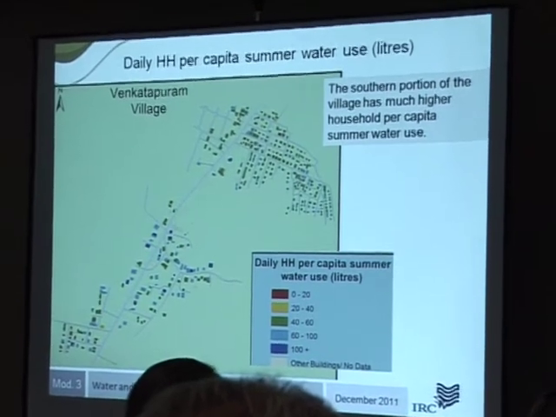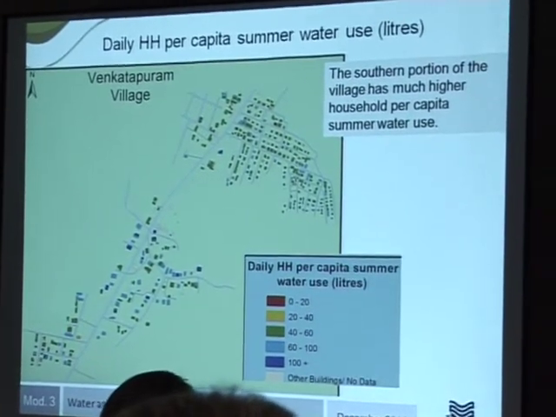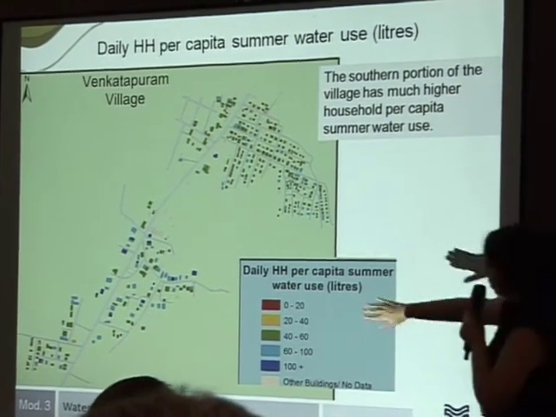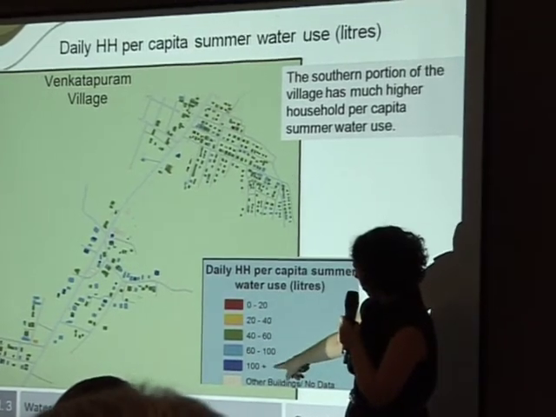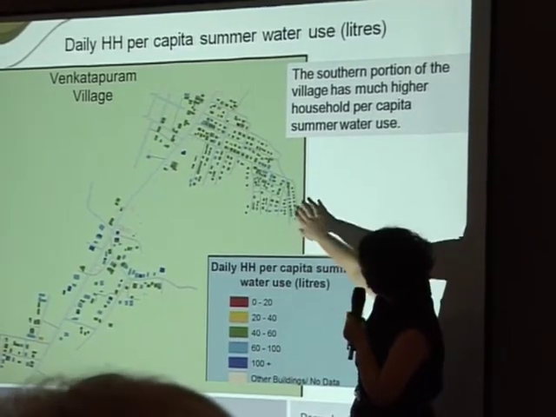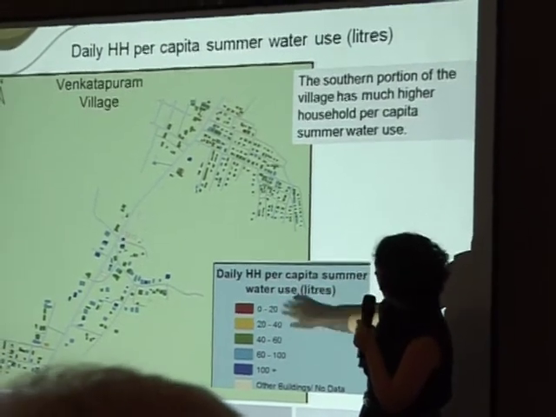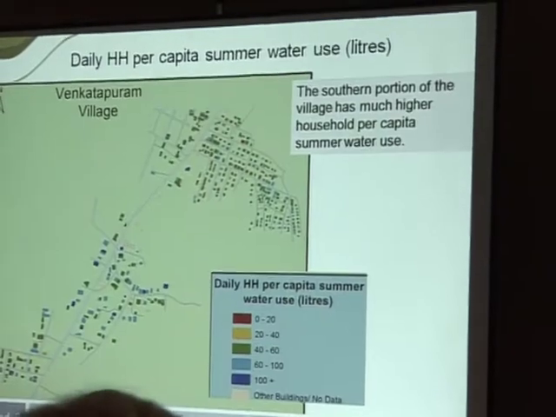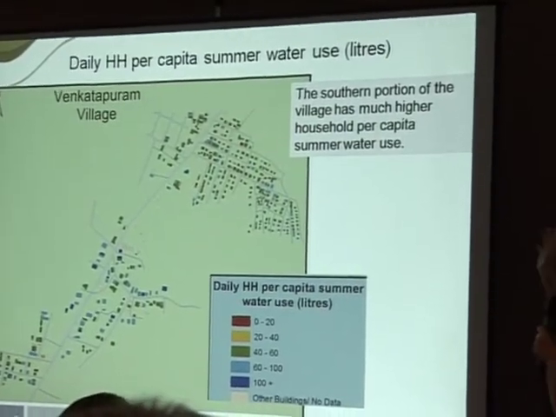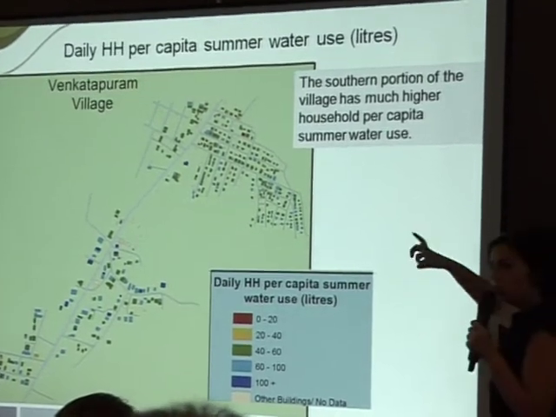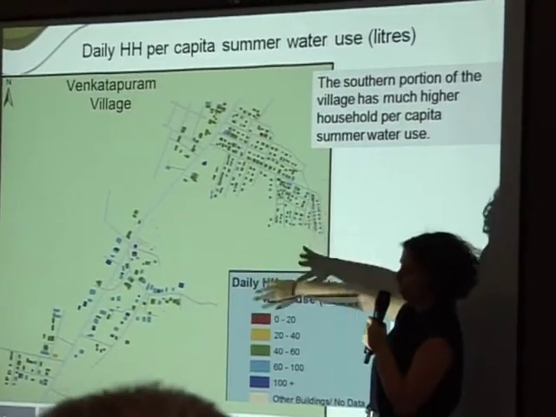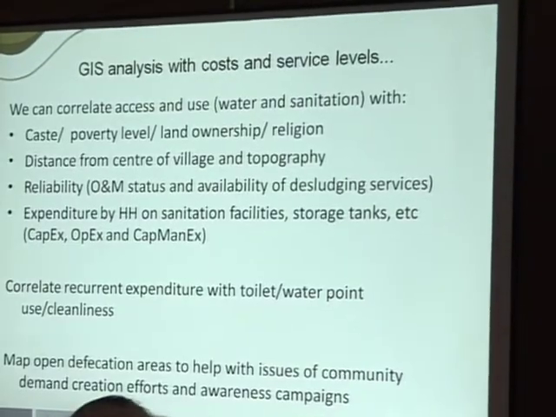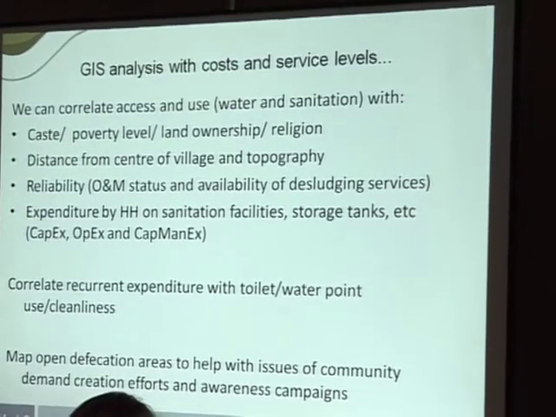Then we start mapping service levels. This one is the per capita summer water use. And you see there's the water use in the south of the village between 60s, 100 liters. And here is more the green, is 40, 60. And I don't know if I have it here, no, I didn't put it in. But if you then put the dry season, then you see a huge difference in the per capita water use in the north of the village and the south of the village.